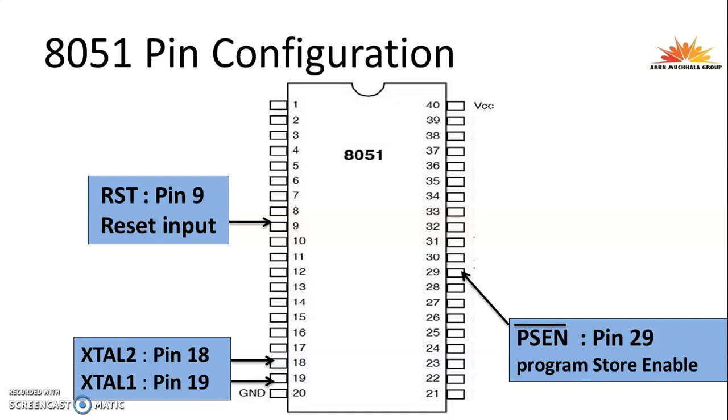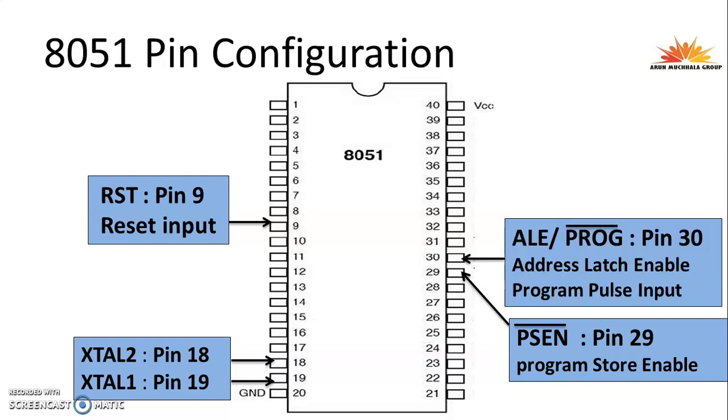Then pin number 29. Pin number 29 is the PSEN bar pin. It is an active low pin. It is the program store enable pin. This pin is used to read data from external program memory.